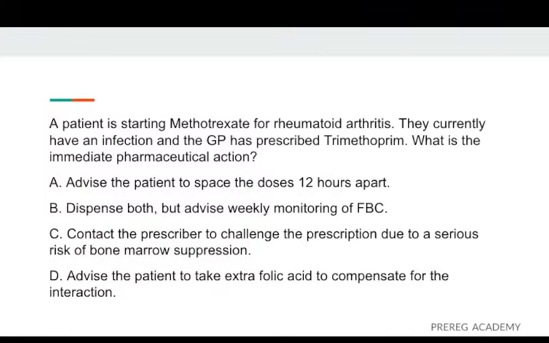What organ toxicity are we going to see with methotrexate and trimethoprim? It's actually renal toxicity, nephrotoxicity with methotrexate and trimethoprim. So if you go to your BNF and you look at the interaction between methotrexate and trimethoprim, both could lead to nephrotoxicity.